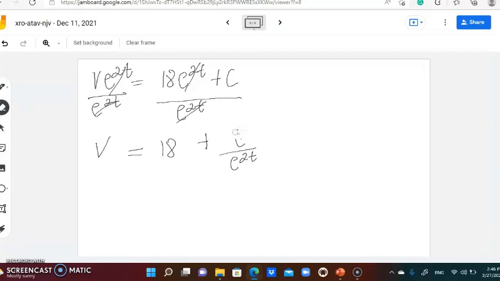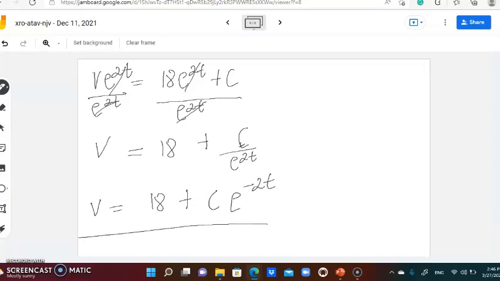Well, let me just fix my c here. v is going to be equal to 18 plus c. I'm going to bring my e to the 2t up, so it's going to be e to the negative 2t. And here I would have just expressed v in terms of my function t.